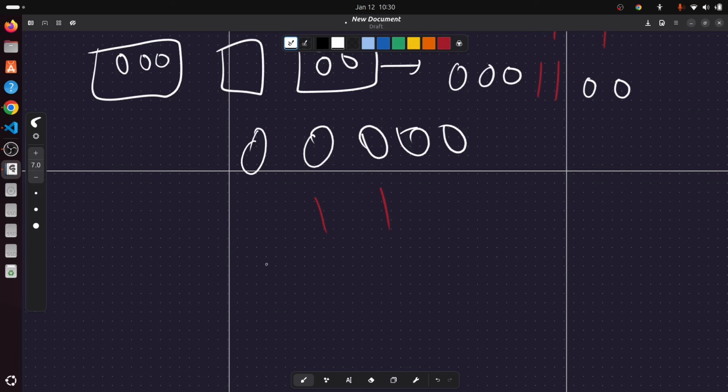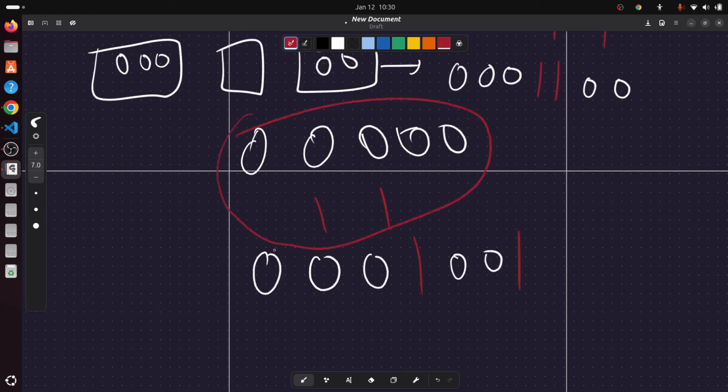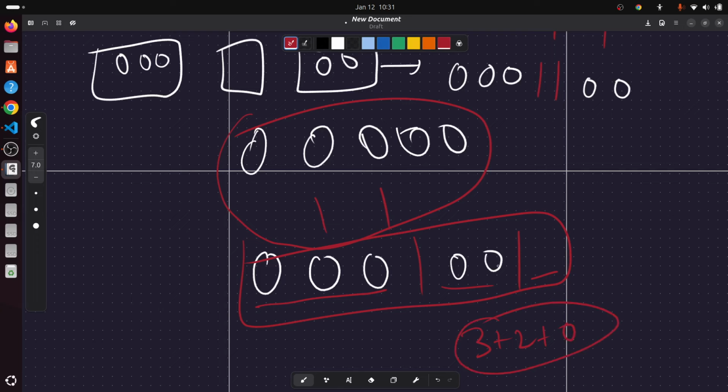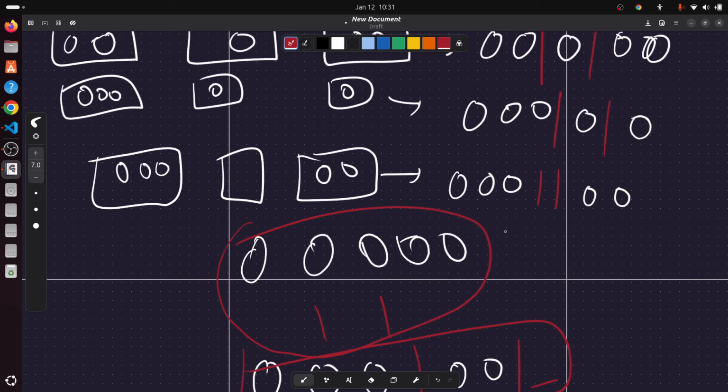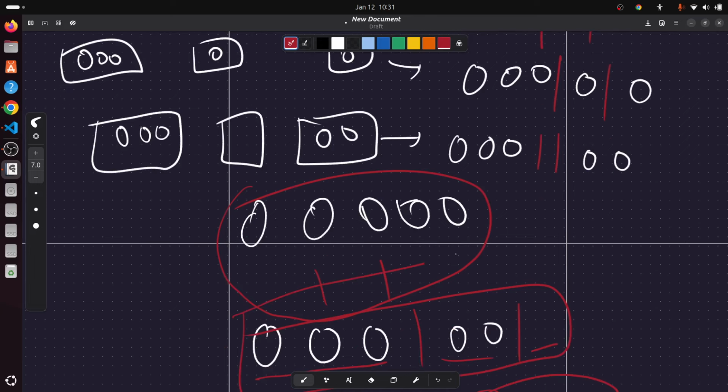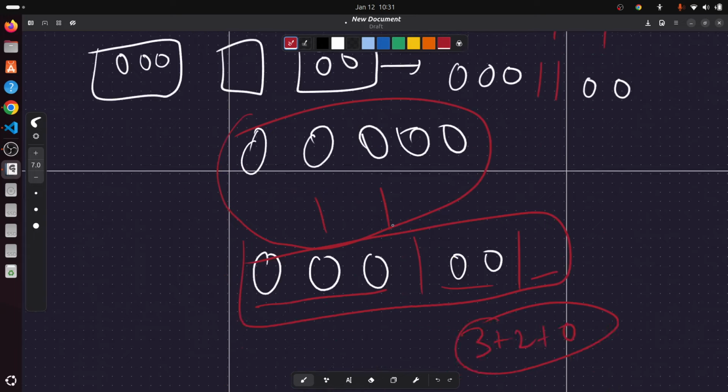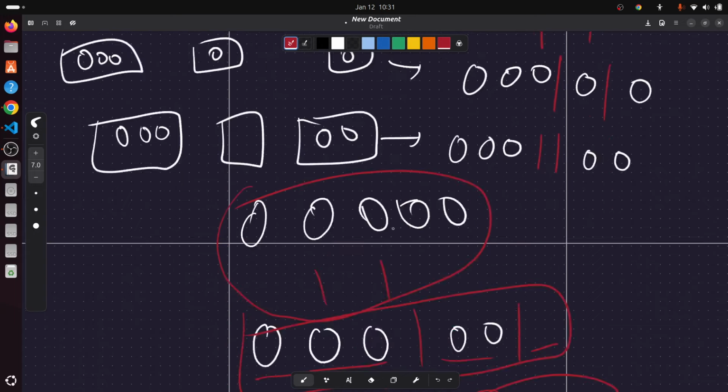Like I'll just draw a random arrangement. Let's say 3 balls and then this, and then let's say like this. If I arrange these 7 items like this, then basically I have 3 boxes. First box has 3, second box has 2, and third box has 0. So 3 plus 2 plus 0. So this is how I can map the different arrangements of these 7 items, and each unique arrangement corresponds to one way of breaking the n into n boxes, right?